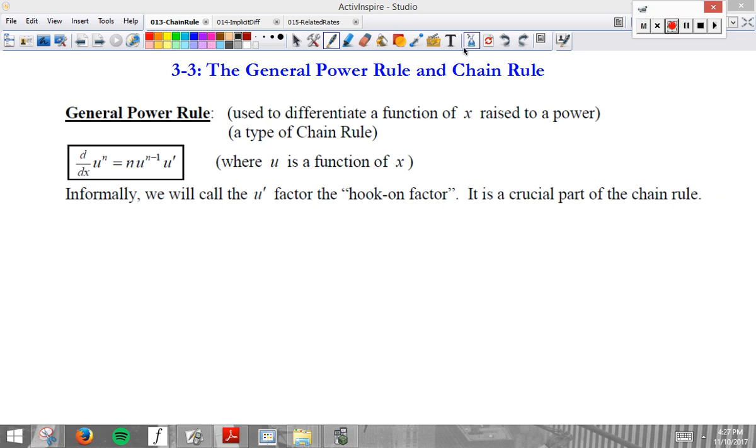Hi, in this video we're going to be talking about the general power rule, which is really just a special case of the chain rule. The general power rule will be used to differentiate a function of x raised to a power, a type of chain rule. So u will be some function of x. We will have u to the n. We bring n down, we subtract 1 from the power, and now we multiply by the derivative of that function u.